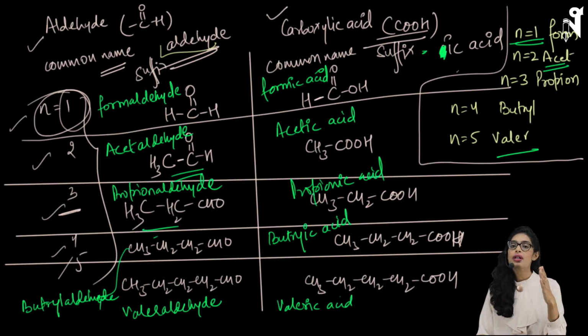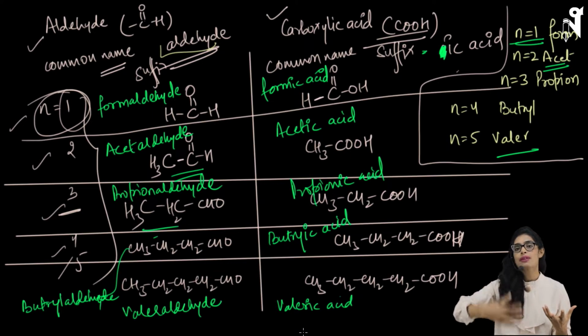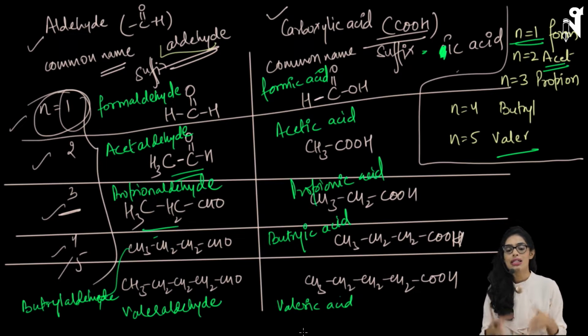So these are the common names, which can also be understood through some rules like this. So we have understood how the number of carbons, or the word root, can be given a common name, and what the common suffix is for aldehyde and carboxylic acid, and we could derive the names of the respective aldehydes and carboxylic acids. Let's quickly have a look at the table and verify whether the names are right or not.